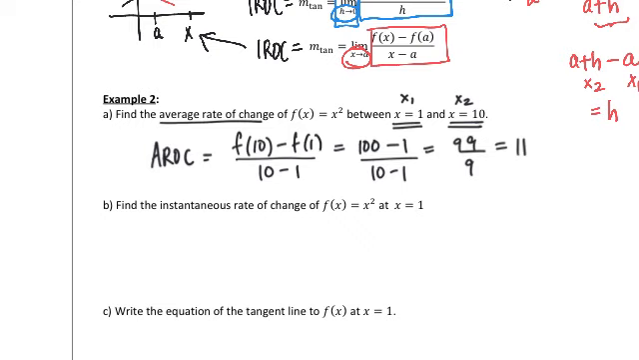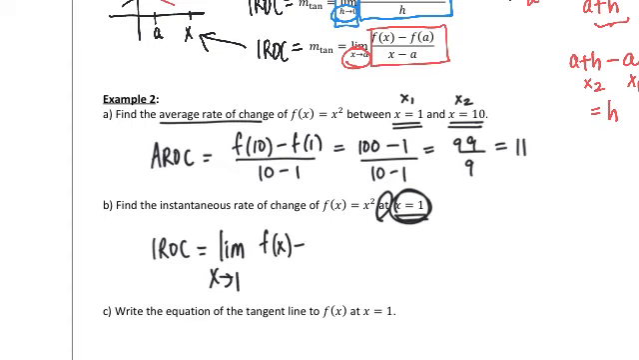Find the instantaneous rate of change of f of x equals x squared at, notice that we're not over a time period, we're at a specific moment or a specific x value, at x is equal to 1. So now we have to do a limit calculation, right? So we're going to say the limit as x approaches 1, right? The point we're interested in is x is equal to 1. So we're going to write the limit as x approaches 1 of f of x. I'm using really that second definition.